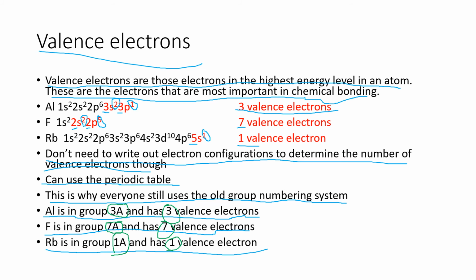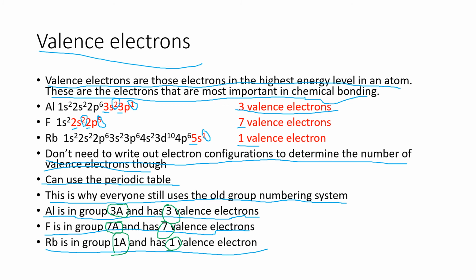Group 4A would have 4 valence electrons. 5A, 5 valence electrons. 6A, 6 valence electrons. It's that easiness and that information that's readily out there is why everyone is still using this older group numbering system. It gives you the valence electrons right away for that element without even having to write out electron configurations.